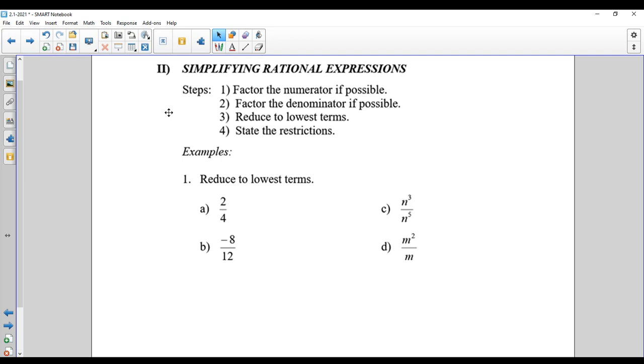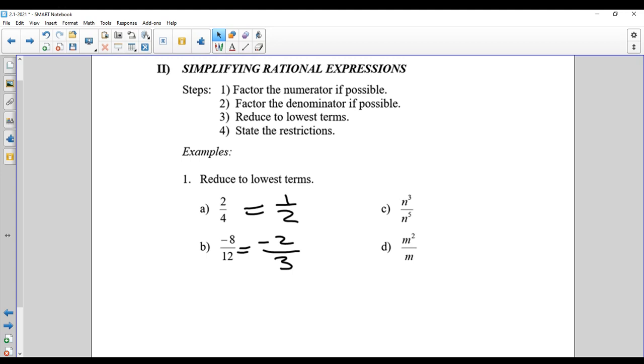And we're going to start off with stuff that you're familiar with because you just finished doing this. Reduce to the lowest terms. The first one is easy, 2 over 4. That's 1 over 2. I'm not going to spend any time on that. Minus 8 over 12. That's easy. Divide the top and the bottom by the common factor, which is 4. 4 into 8 gives me minus 2. And 4 into 12 gives me 3. So minus 2 over 3.